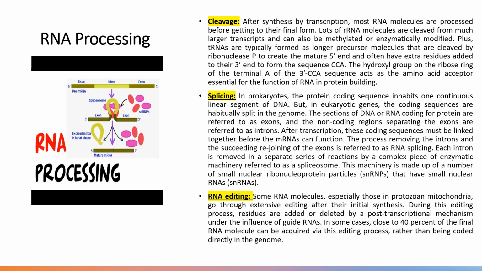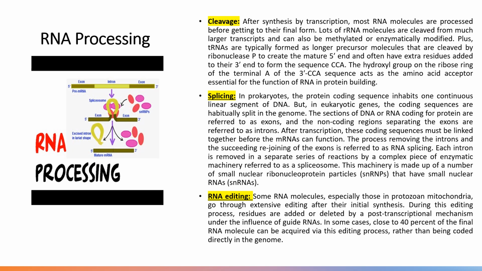Plus, tRNAs are typically formed as longer precursor molecules that are cleaved by ribonuclease P to create the mature 5' end, and often have extra residues added to their 3' end to form the sequence CCA. The hydroxyl group on the ribose ring of the terminal A of the 3' CCA sequence acts as the amino acid acceptor, essential for the function of tRNA in protein building.